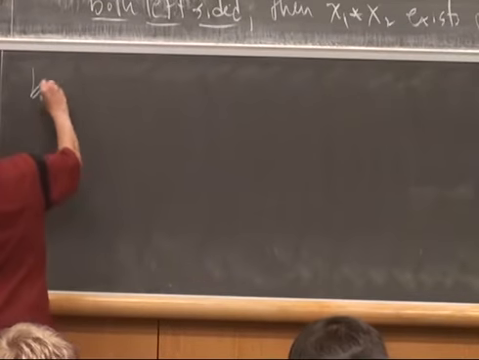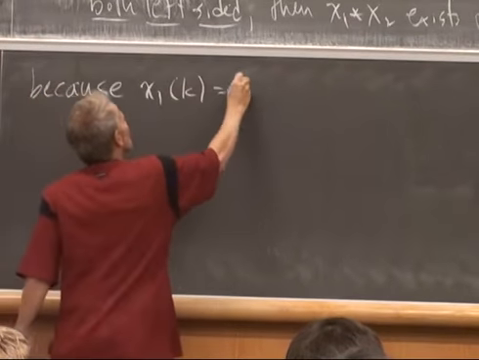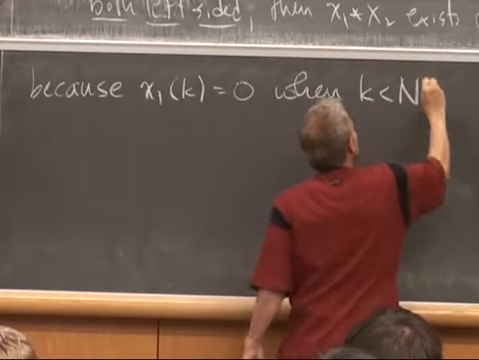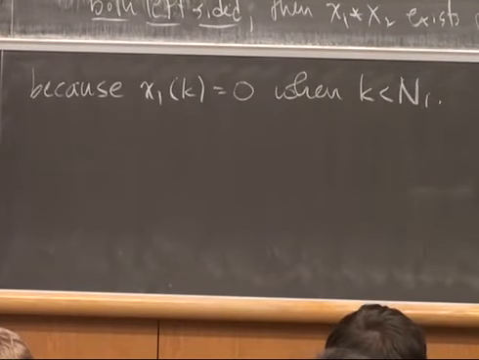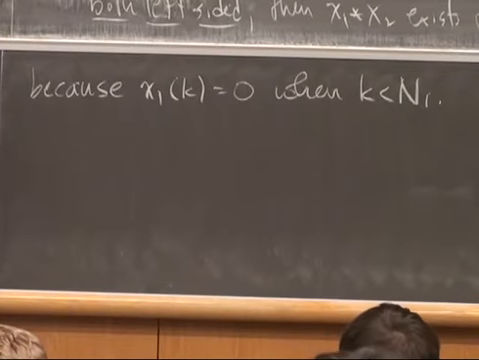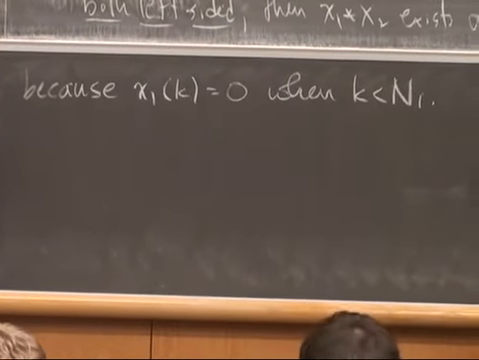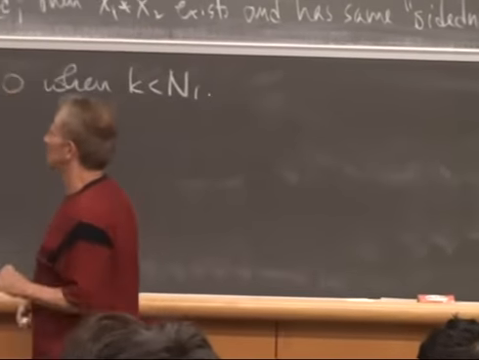So that's because x1 of k is equal to 0 when k is less than n1. Okay, now we invoke the x2 not turning on until its argument is equal to m1. And this is a little tricky because we don't have just a k inside the x2 under the sum. We have an n minus k. So we're going to have to play around a little bit.